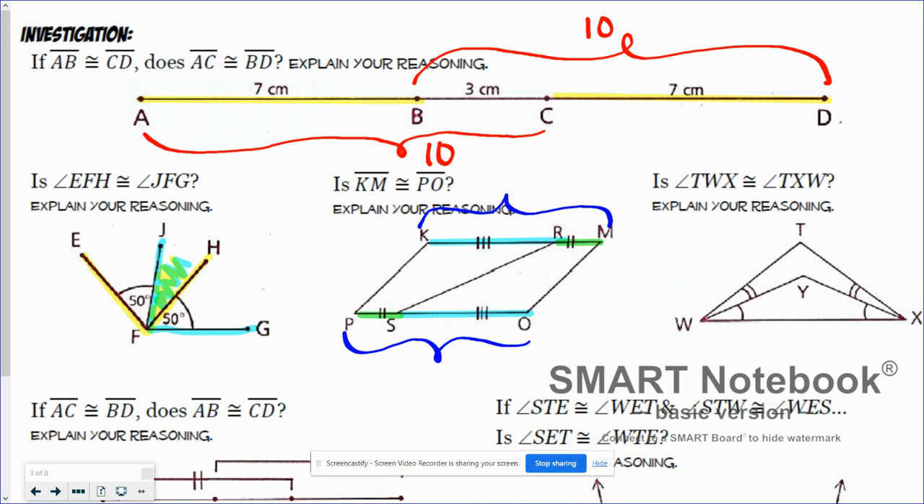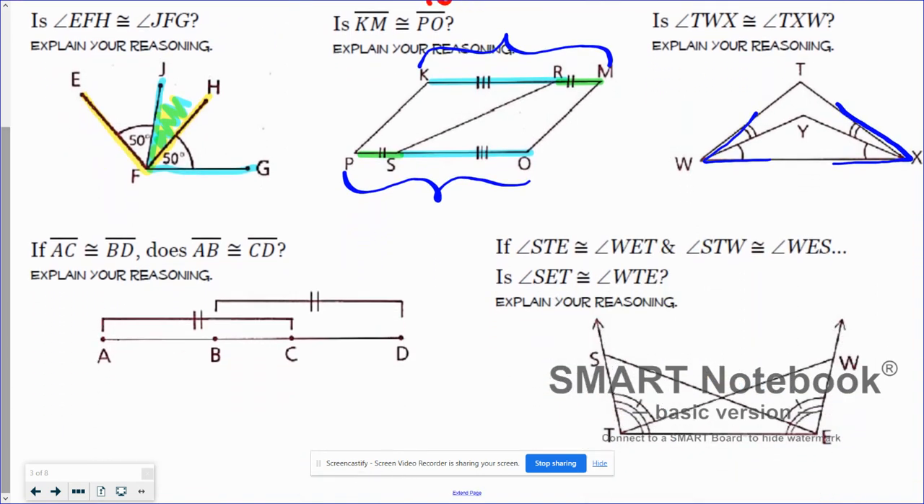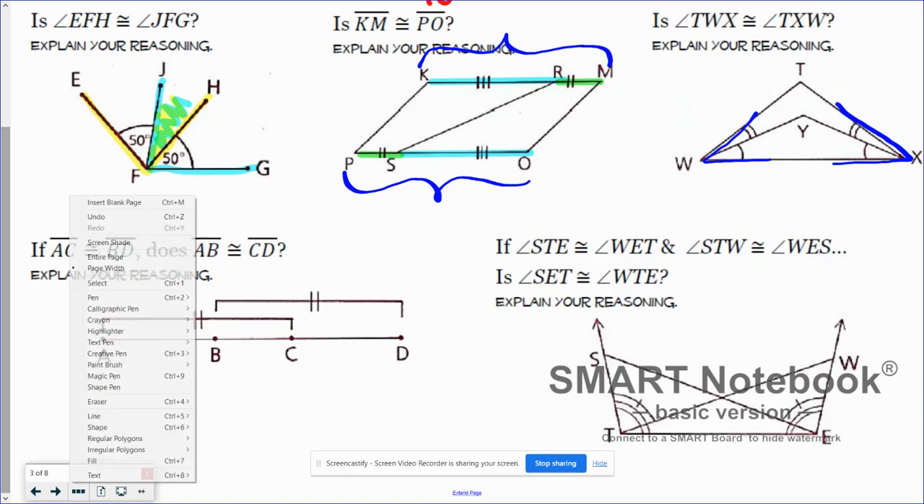Is angle TWX congruent to angle TXW? You're seeing what I'm seeing? That those two angles are made up of two pairs of congruent angles added together? So I guess they are congruent. All right, let's see if I can stump you. If AC is congruent to BD, does AB have to be congruent to CD?